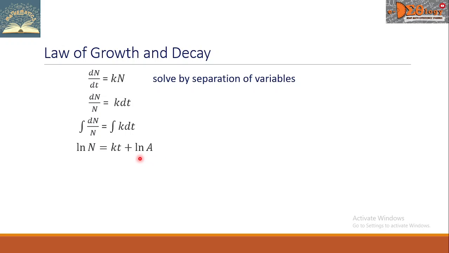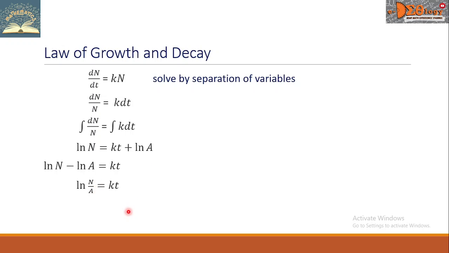Next, let us put the constant on the left side. It becomes negative ln of a. On the left side, let us apply the law of logarithms. So we now have ln of the fraction N over a.